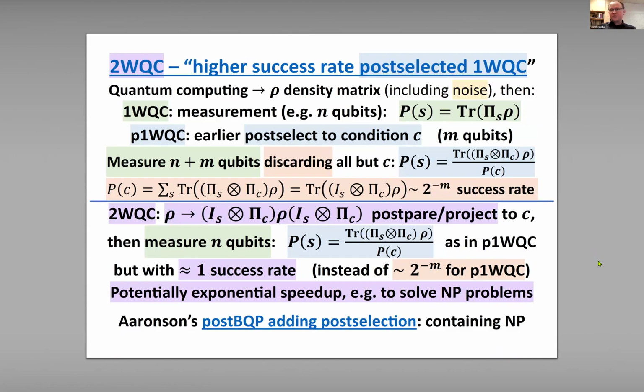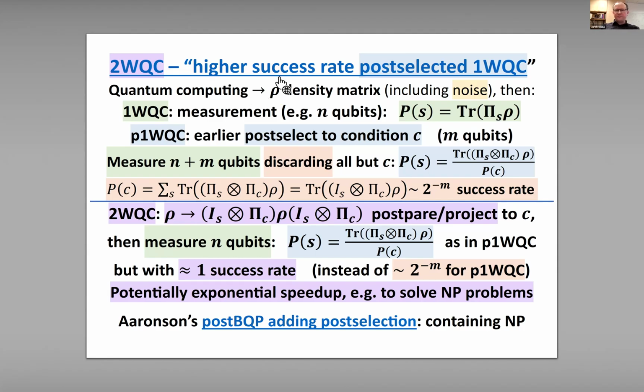So let me go to the logical, algorithmic part now. How to think about these two-way quantum computers? It is basically a one-way quantum computer with post-selection, but with a higher success rate. Because post-selection does not always work, we need to ask for this condition until it is satisfied. There is some probability that this condition is satisfied, and in a two-way quantum computer, it should be nearly always satisfied.